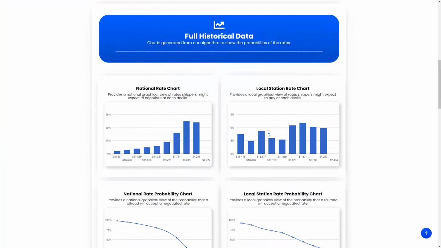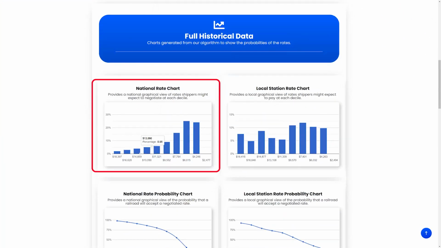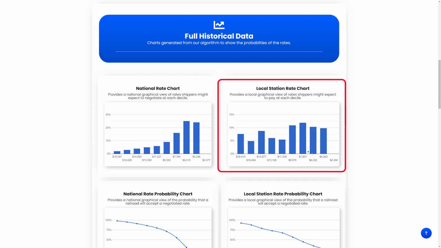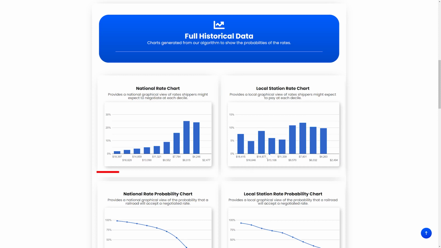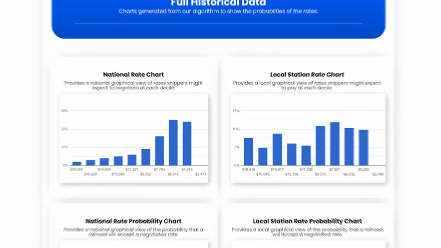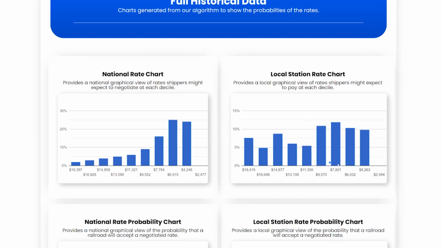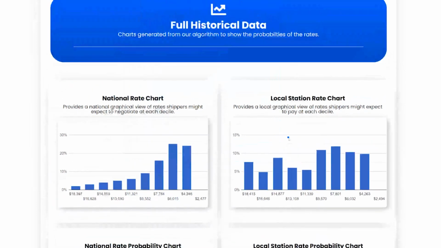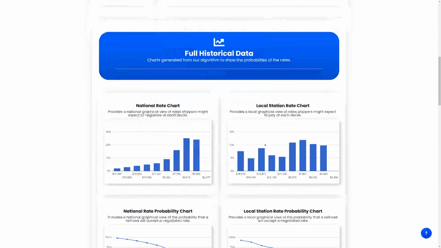The national rate chart is often a smooth distribution with a peak near the middle. In the local rate chart, the data are often spiky, representing local market power. To interpret the charts, look at their shape. A normal distribution is symmetrical and bell-shaped. The taller and skinnier the bell, the less variations in negotiations. Short and fat bells indicate less predictability in negotiations.